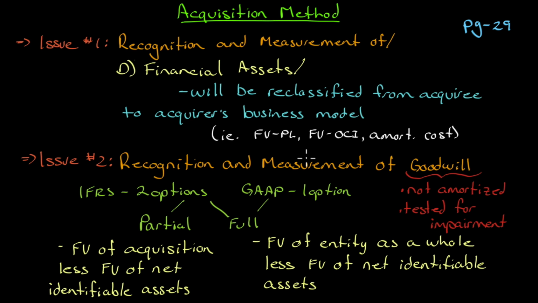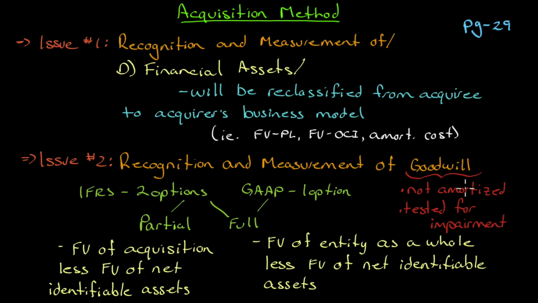Issue number 2, recognition and measurement of goodwill. And goodwill, let's keep in mind, is not amortized, and it's tested for impairment at least annually or more often if conditions warrant. Guess what? IFRS and GAAP are different. Shocking, isn't it? Well, here we go.